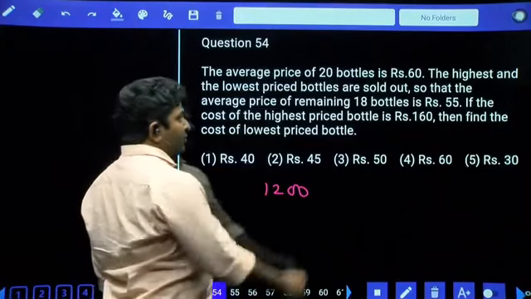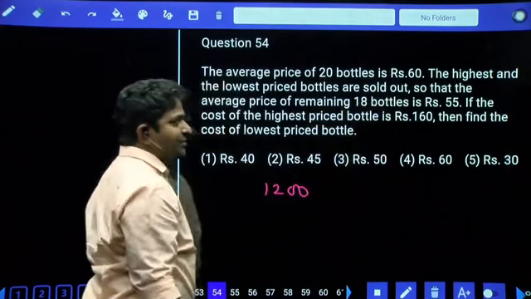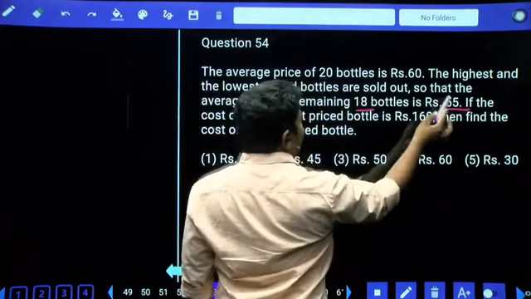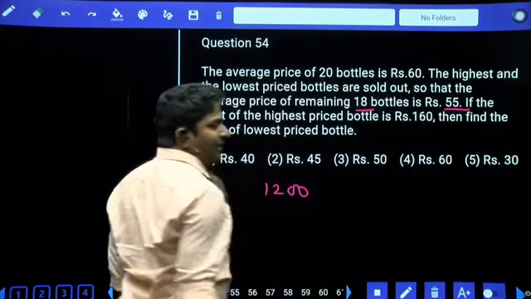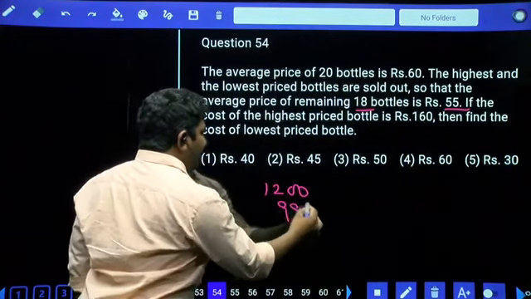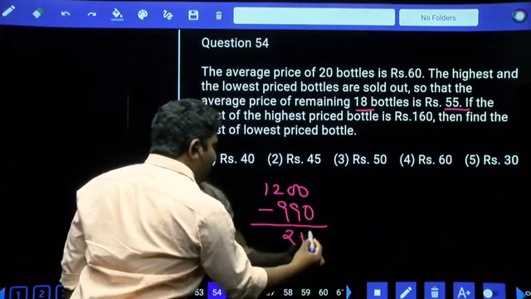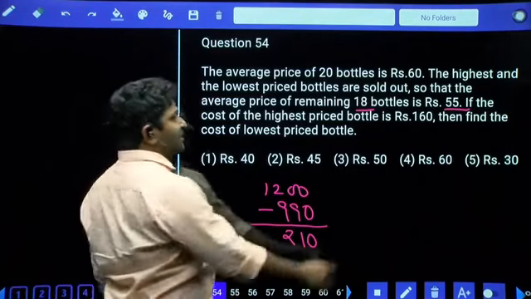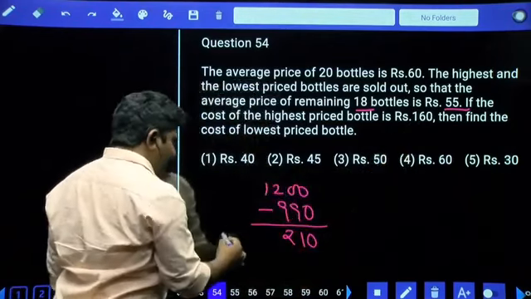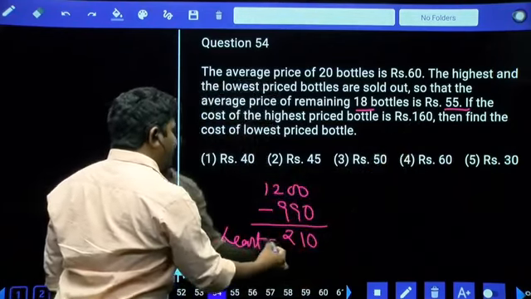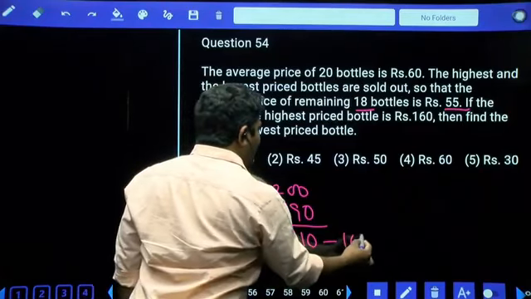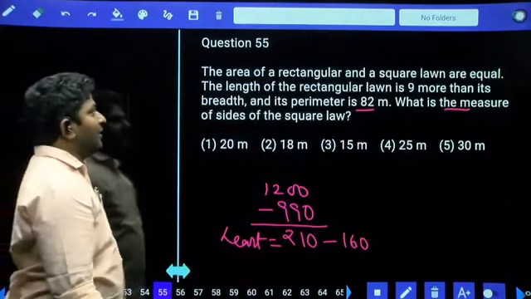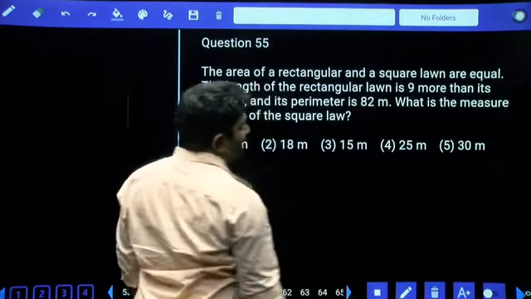Right now. So sum of 20 bottles is 20 into 60, 1200. And 18 bottles is 18 into 55 times. 18 into 50 is 900. 18 into 5 is 90, that is equal to 990. If you subtract it, that is equal to 210. This is cost of the highest price and the least price. Highest priced bottle is 160, then least priced bottle price is equal to 210 minus 160, that is equal to 50. Third option answer.